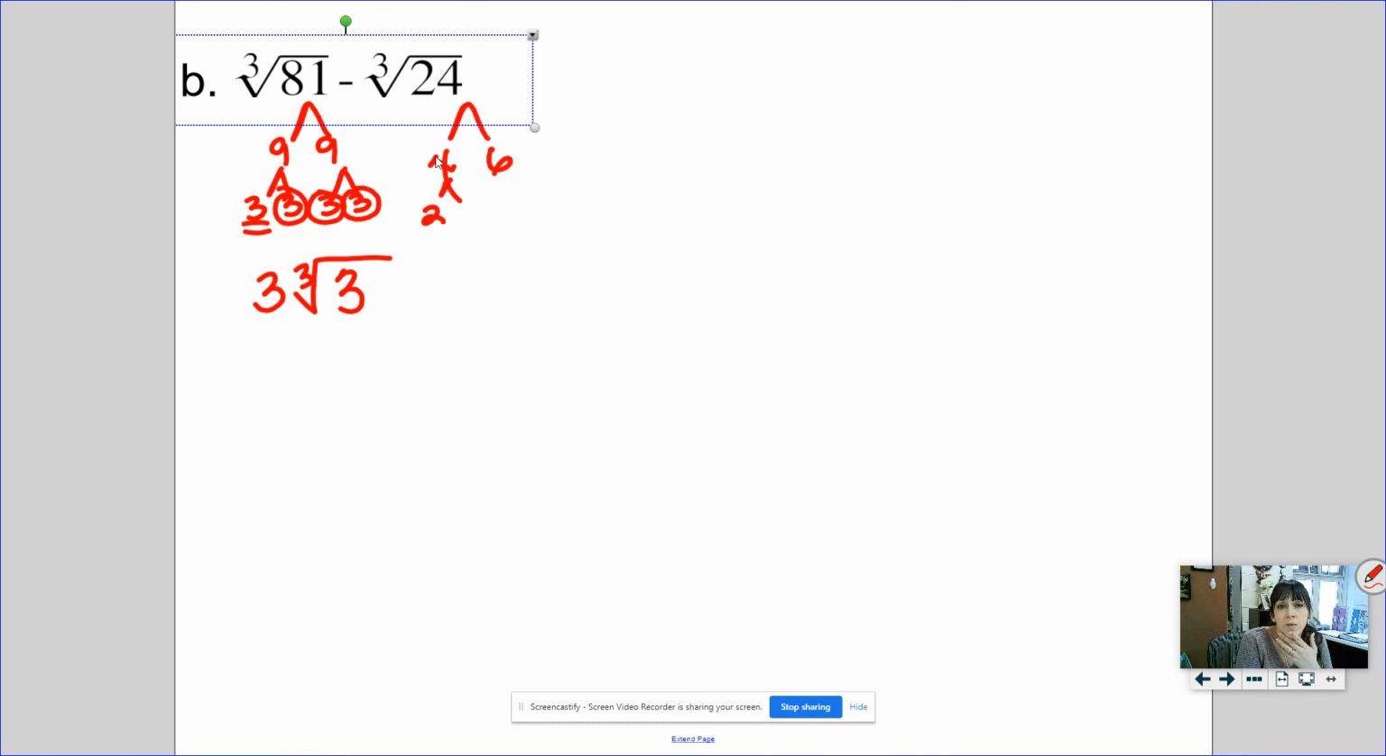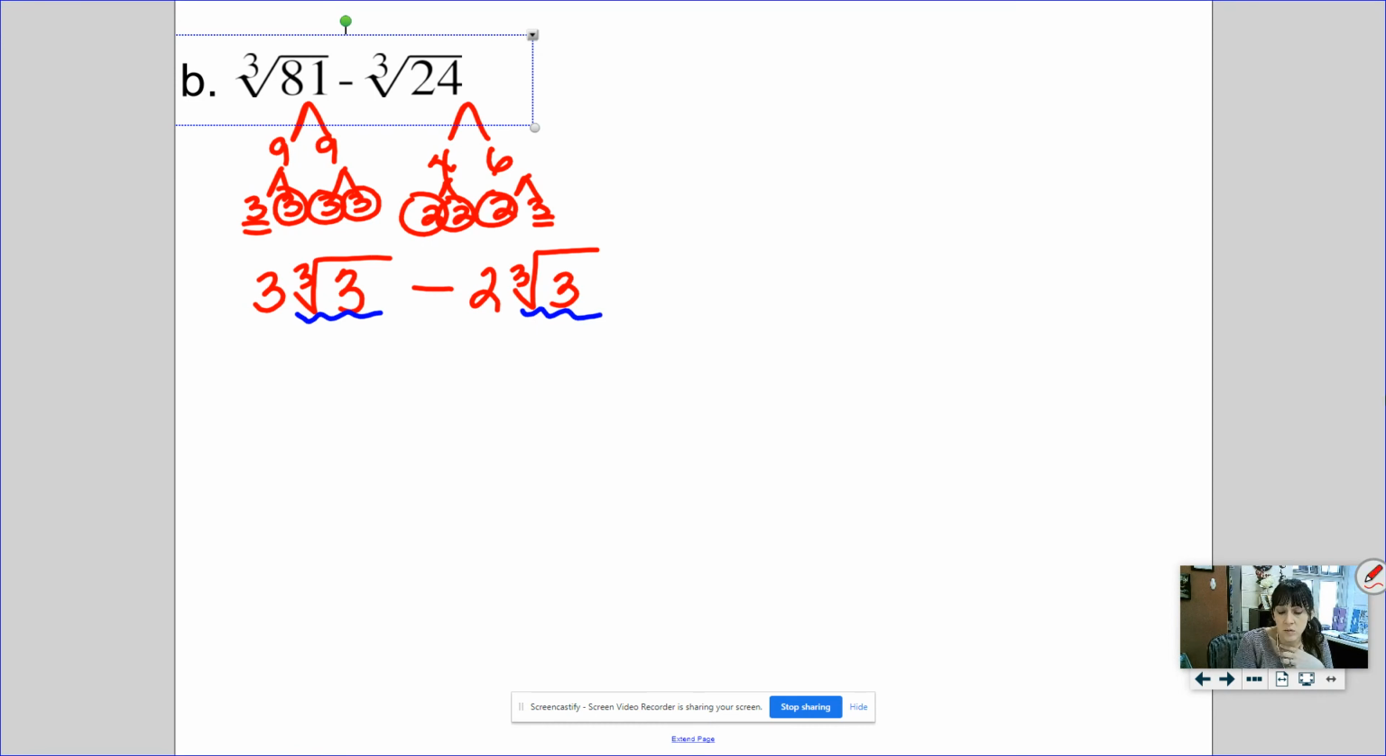And then for 24, I can take out, looks like a 2, because I have 3 2s. This is minus. So it would be 2 on the outside, but I still don't have a match for the 3, so that goes back. Step 2 is look for like radicals. I do have like radicals again because I have 2 cube roots, both with 3's on the inside.